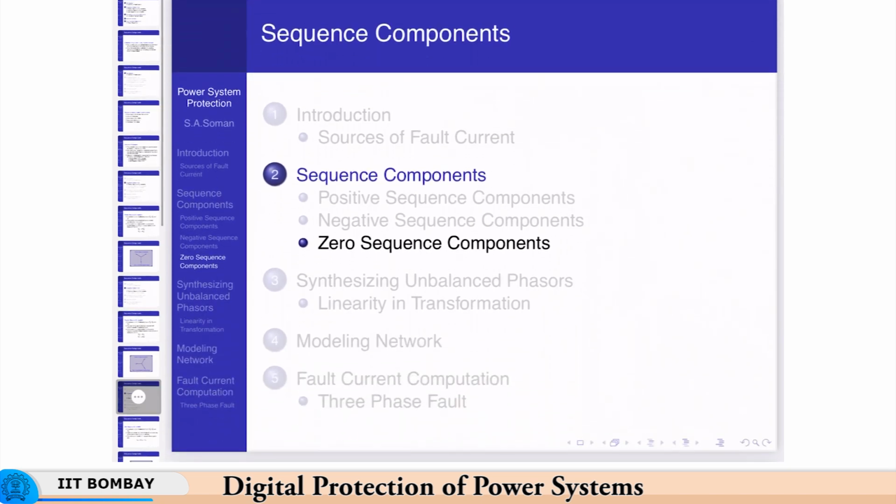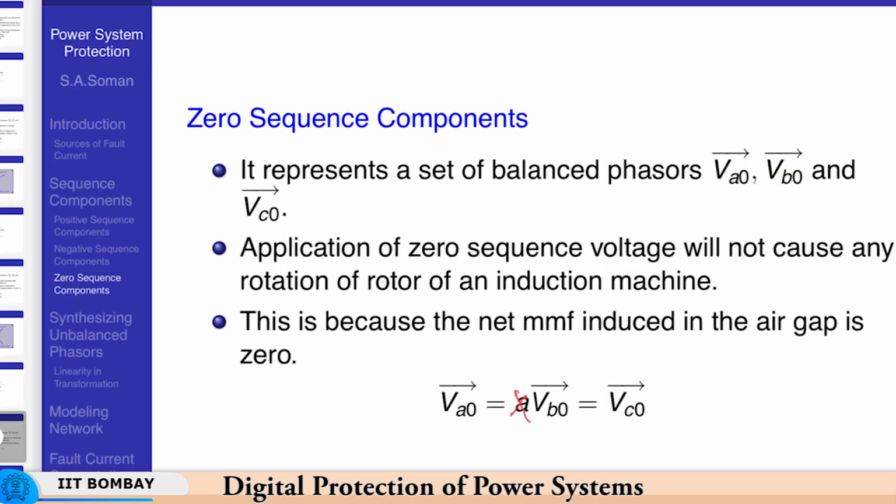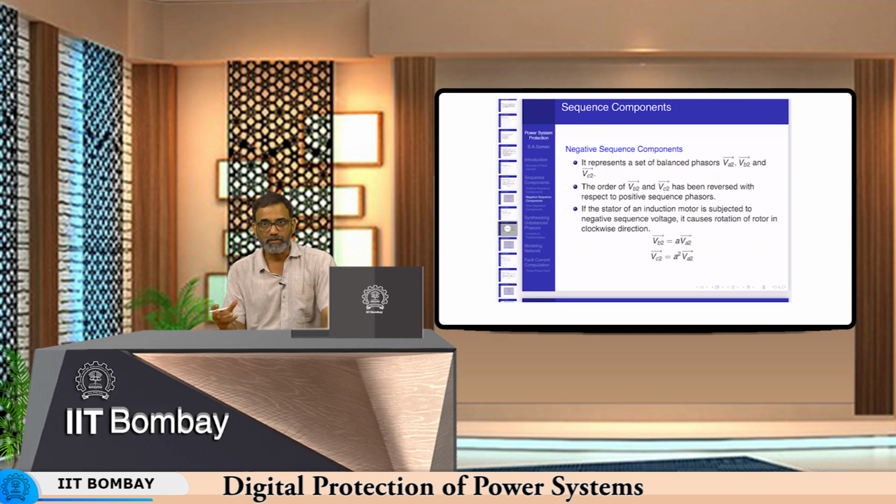And the 0 sequence, the final one is the 0 sequence component. Okay. One thing is, if you apply negative sequence components to an induction machine, what will happen if you change the phase sequence of supply to an induction machine? It will rotate in the opposite direction to what it is normally rotating. If you take the normal rotation as viewed from the driving end as anti-clockwise, then in this case, if you give a negative sequence excitation, it will rotate in the clockwise direction.